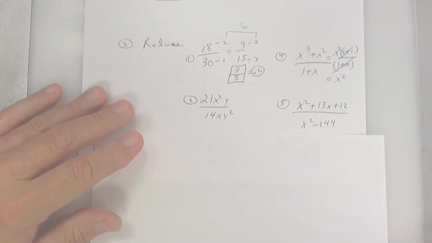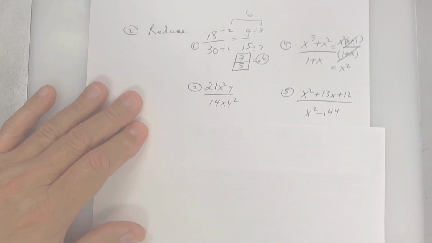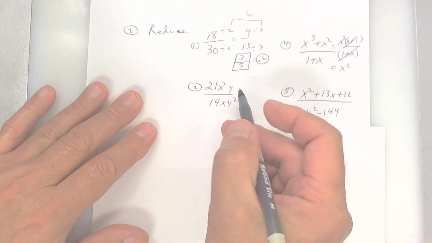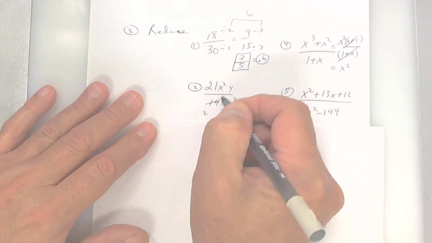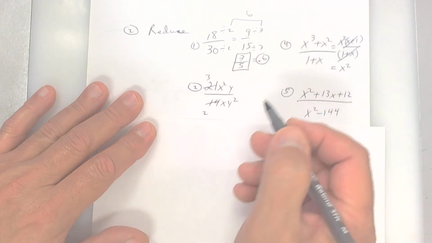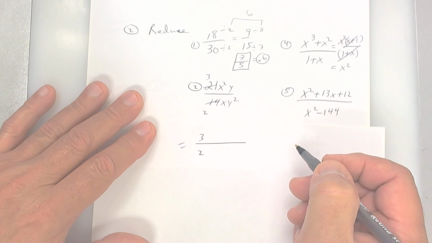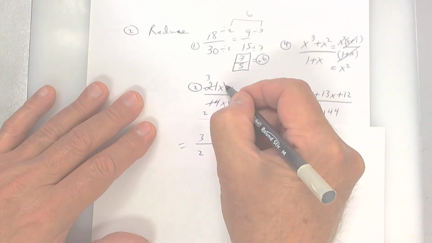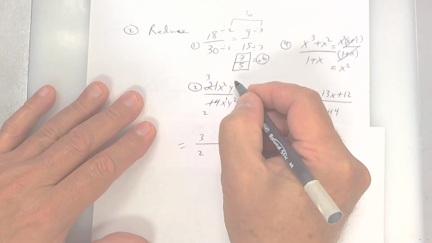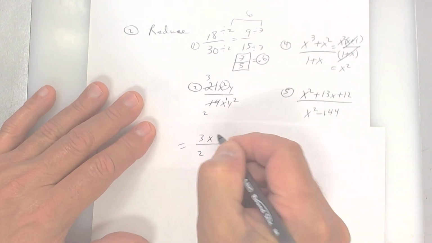Okay, let's take a look at these next 2. This right here, you have 7 goes into 14 2, 7 goes into 21 3. So you're going to be left with a 3 over 2 when you reduce it. Here you have 2 x's at the top and 1 x at the bottom. You have more at the top. You have 1 more at the top.